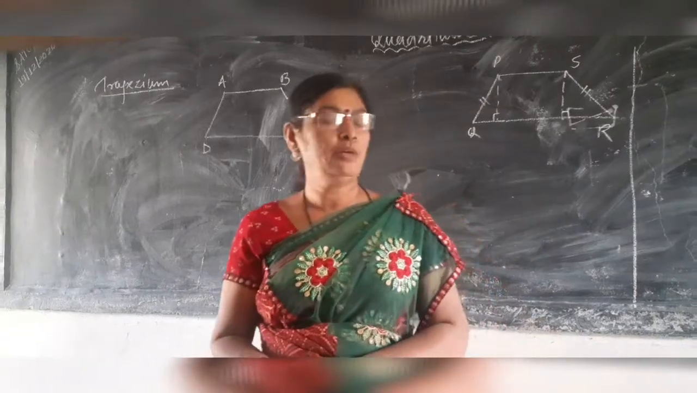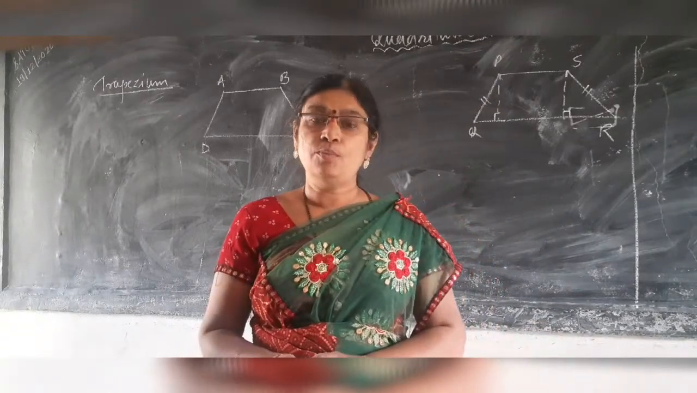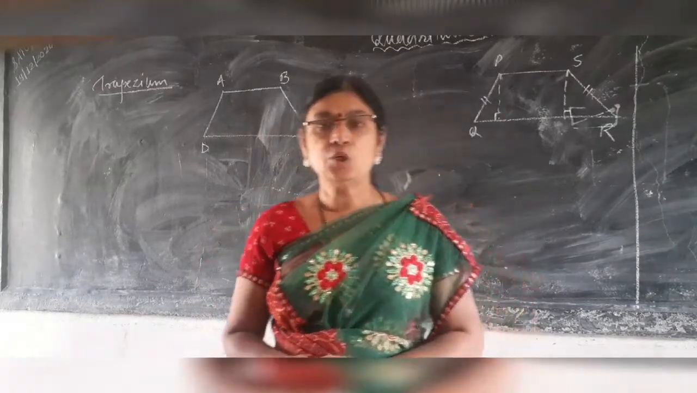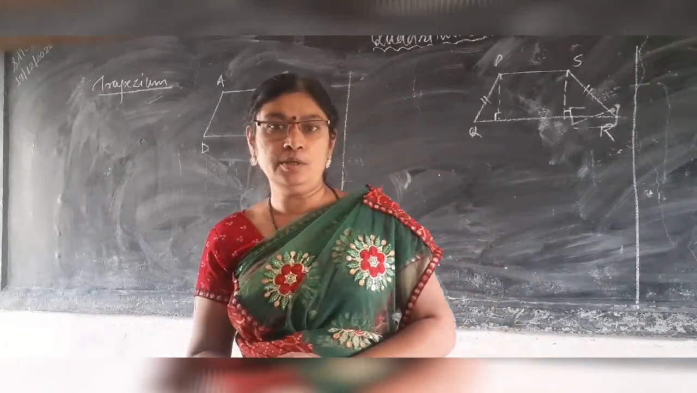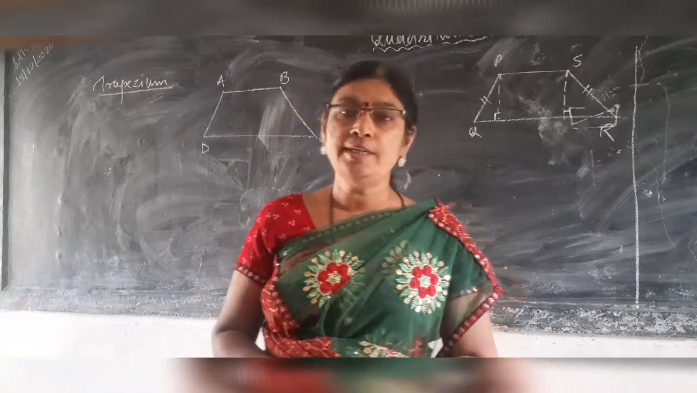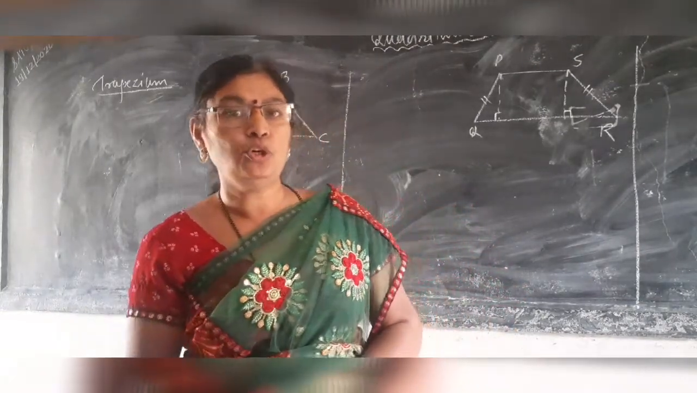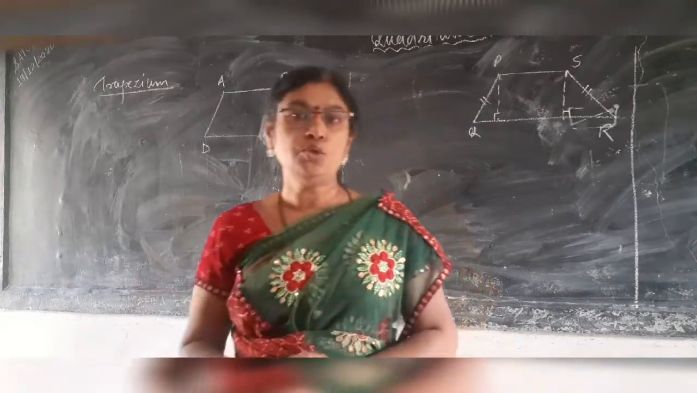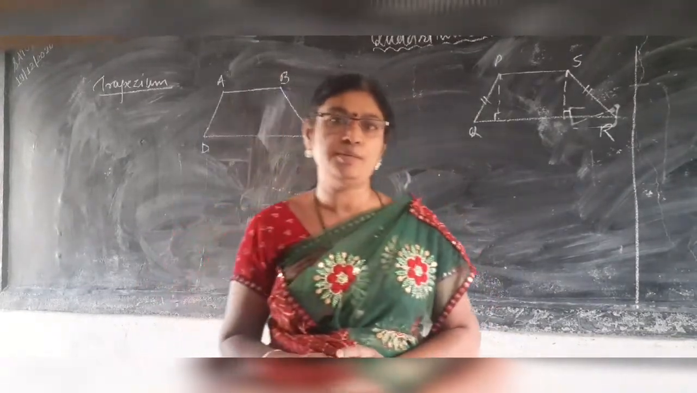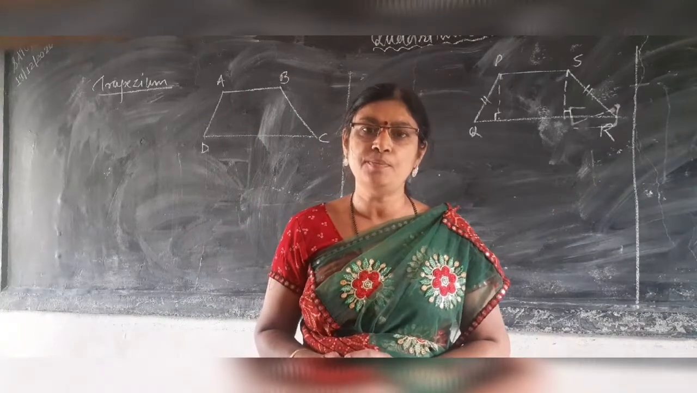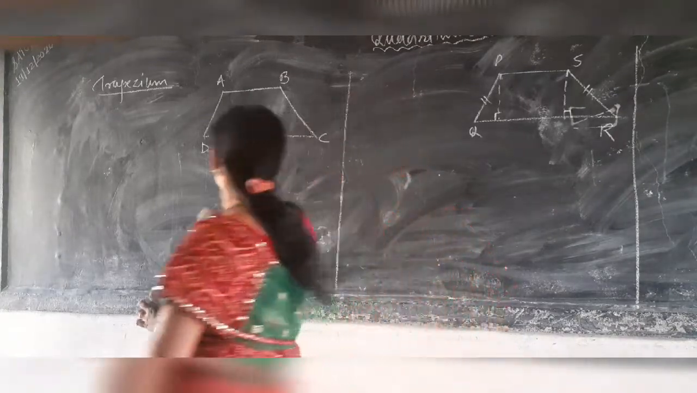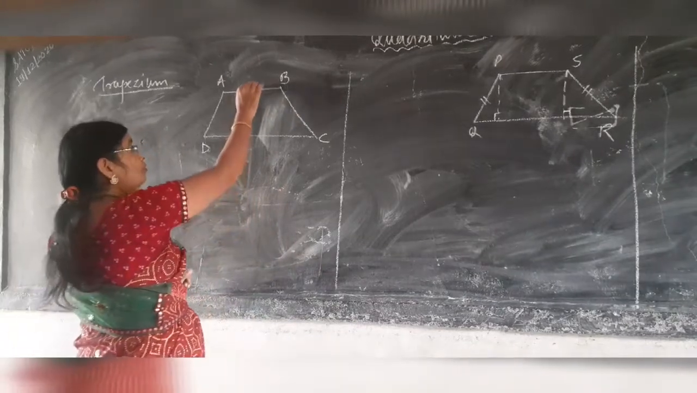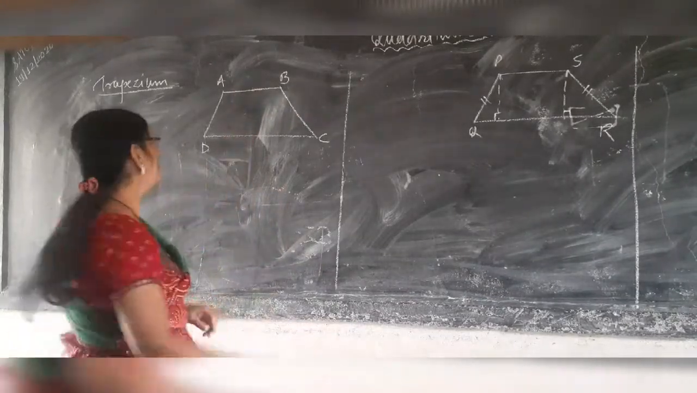In the previous period we have already completed problems based on the properties of square, rectangle, rhombus and parallelogram. Now in the next exercise you have to solve problems by using the properties of trapezium. So let's see how to solve the problems that depend on the properties of trapezium. Now see here, what is the trapezium? What is the property of trapezium? Only one pair of sides is parallel.